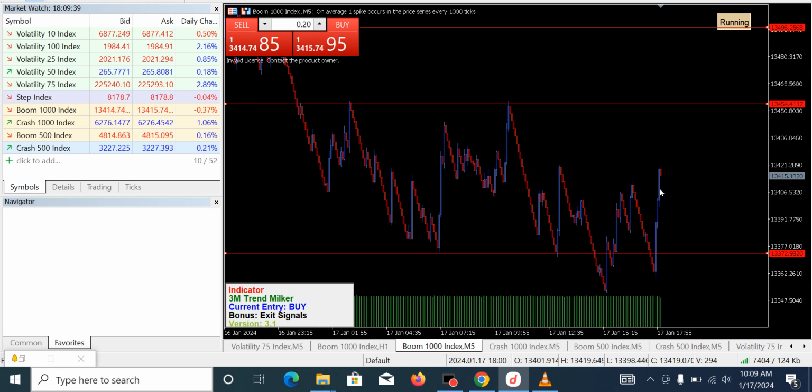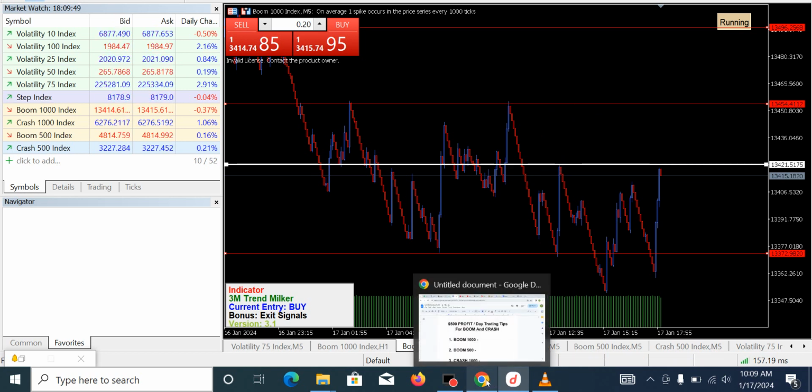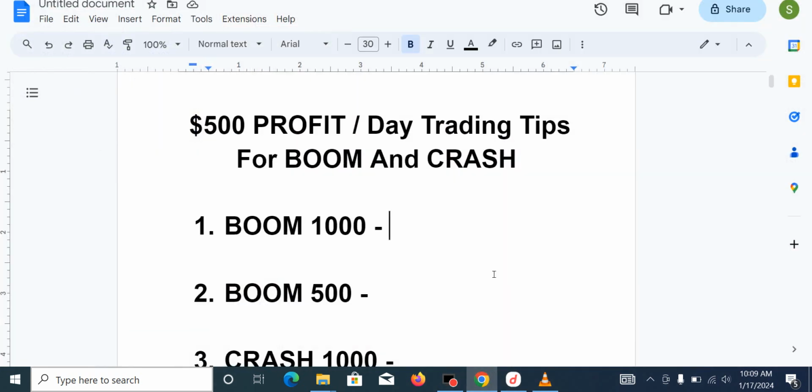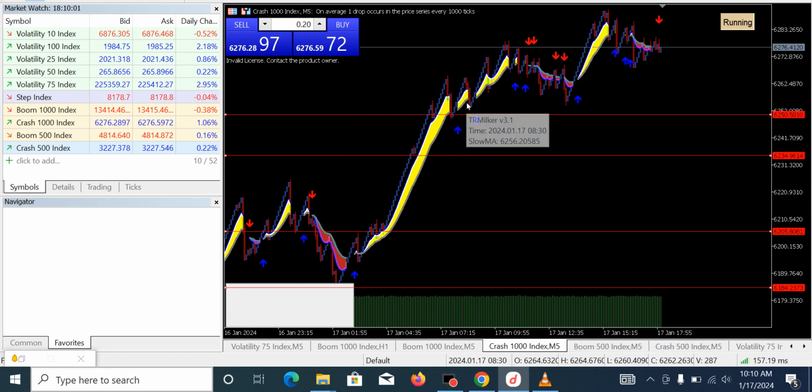Okay, just where we're seeing it, it's trying to go back on buy trend, but we need it to break out above this resistance zone. Once it breaks out above it, then it's going to buy more. So this is giving us more of a buying opportunity, most especially since it's unable to break out below the support zone. Okay, so the next asset is going to be crash 1000.